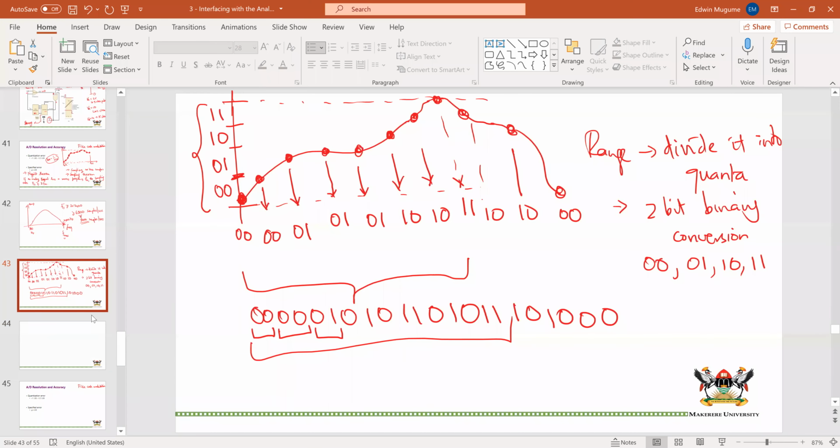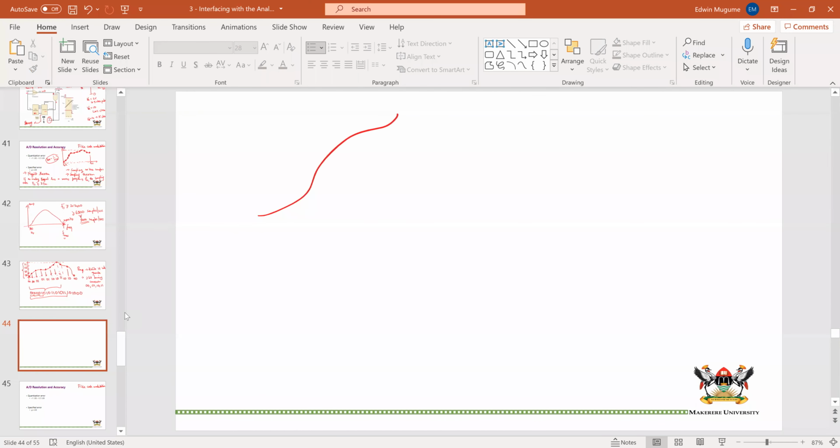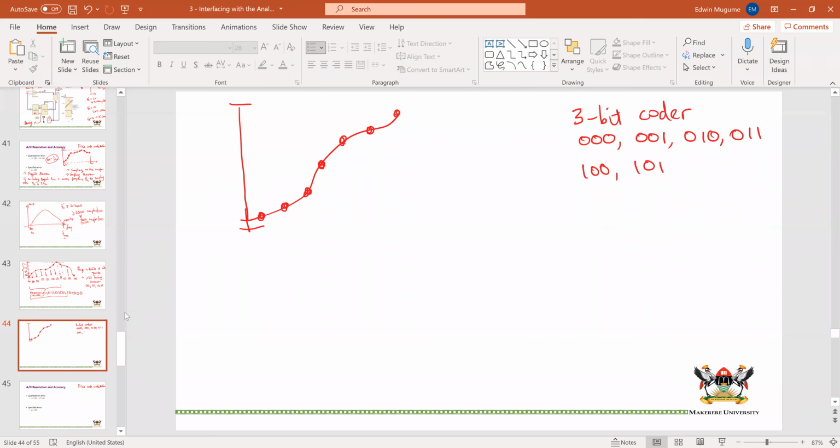Okay, so that is how we do that. If I give another example, maybe now I can use a sample, a sample, and so on. Now, let's assume that instead of the 2-bit coder, I now use a 3-bit coder. It means that my samples can be encoded into 000, 001, 010, 011, 100, 101, 110, 111. So here I need 8 levels.